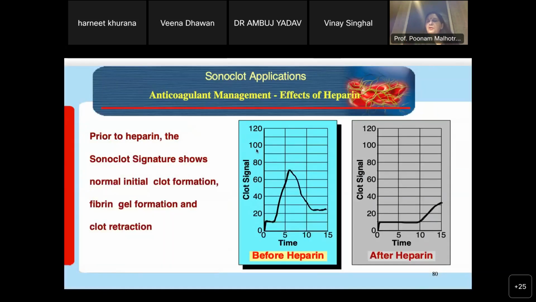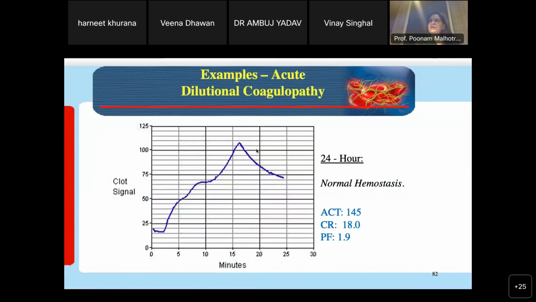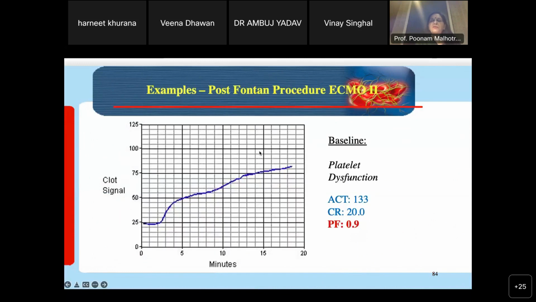So that's a typical normal signature curve. You look out for the peaking. The peaking and the ACT coming normal is fine. If it is a straight line, it means it's an effect of heparin. So let's see what happened here. Post-quantum ECMO, a 5-year-old child, baseline no peaking, ACT 138, normal.